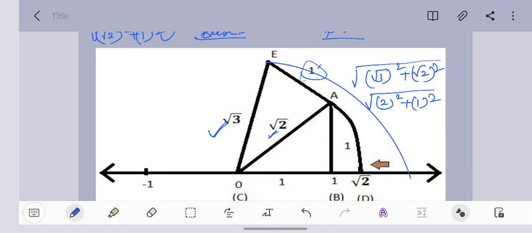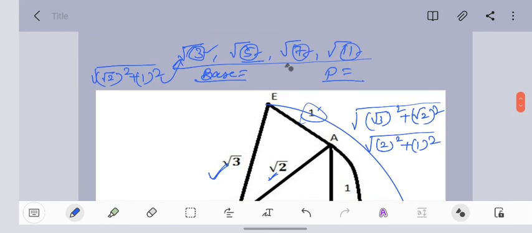Okay, I hope this is clear to you all. You can practice on square root of 7 and 11.